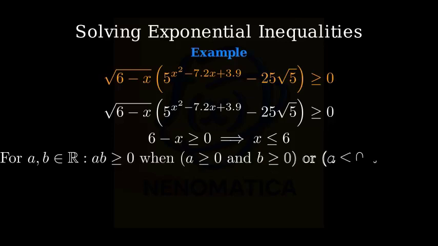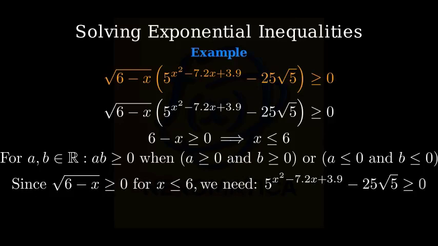Now, we need to analyze when this product is greater than or equal to 0. A product is non-negative when either both factors are non-negative or both are non-positive. Since the square root is always non-negative when defined, the expression will be greater than or equal to 0 precisely when the second factor is also greater than or equal to 0, given our domain restriction x less than or equal to 6. Let's focus on the second factor.